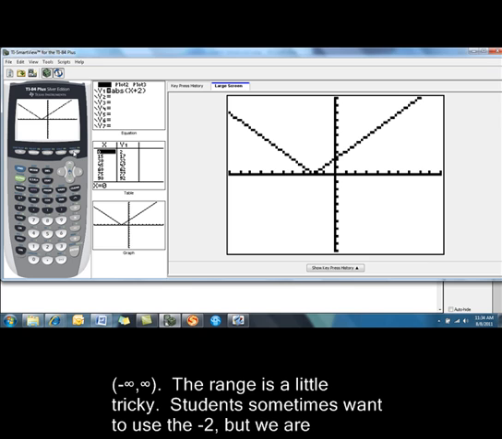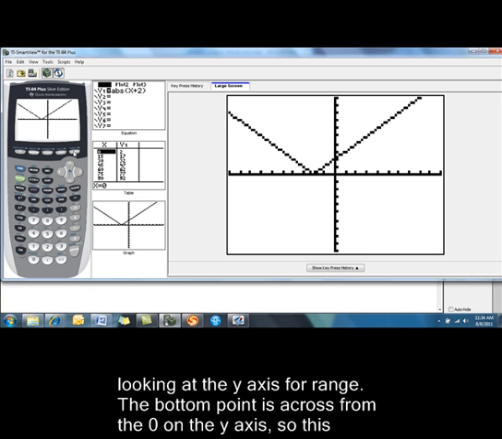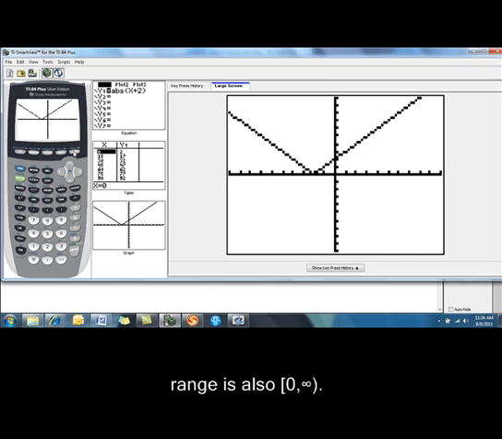The range is a little tricky. Students sometimes want to use the negative 2, but we are looking at the y-axis for range. The bottom point is across from the 0 on the y-axis, so this range is also 0 to infinity.